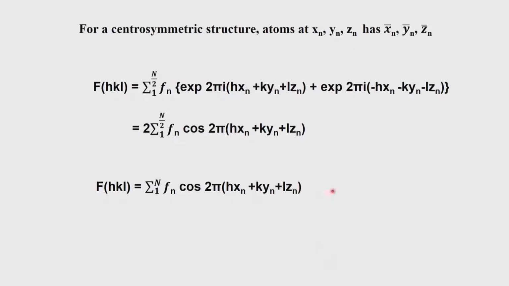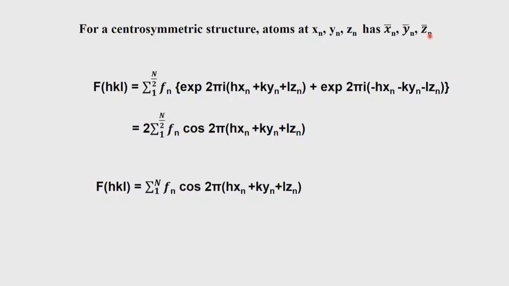So, for the centrosymmetric structure, atoms are at xn, yn, zn, and minus xn, minus yn, minus zn. So, that is the definition. That means we are taking the origin 0 0 0 as coincident with the inversion center for any crystal structure which is centrosymmetric.